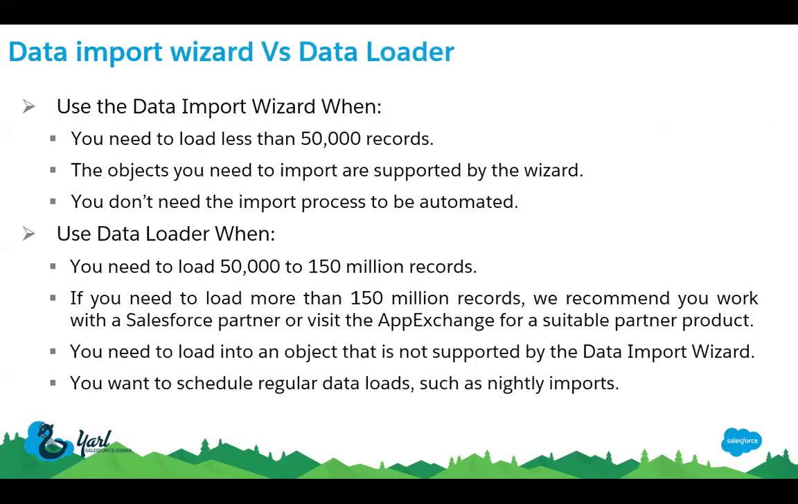Now, between Data Import Wizard and Data Loader. As I mentioned, with Data Import Wizard, you need to load fewer than 50,000 records, the objects you need to import are supported by the wizard, and you don't need the import process to be automated, which means you cannot automate the process. It's a manual process. You can use Data Loader when you have 50,000 to 150 million records.